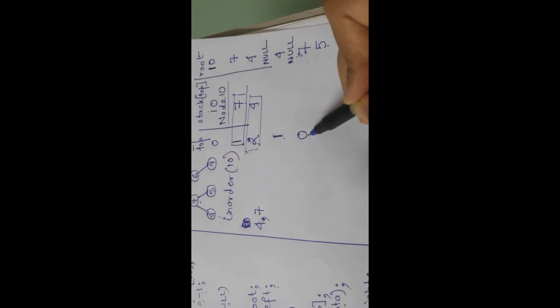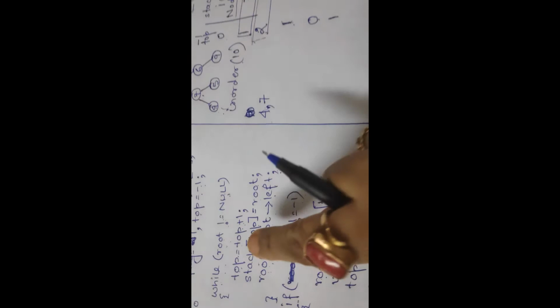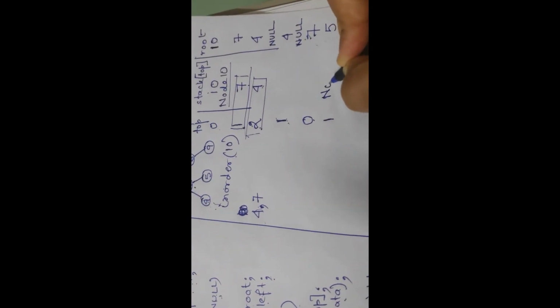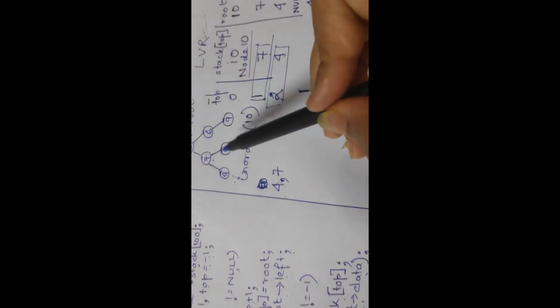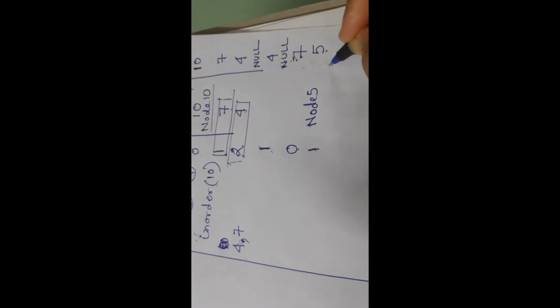Top is equals to top plus 1. Top value at this moment is 0. So top plus 1 means top value becomes 1 again. Stack top is equals to root. So onto the stack top, root is pushed. What is the current value of root? 5. So node 5 is pushed onto the stack top. Root is equals to root left. So you see we have to go to the left hand side of 5. Left hand side of 5 is null. So null gets assigned to the value of root.